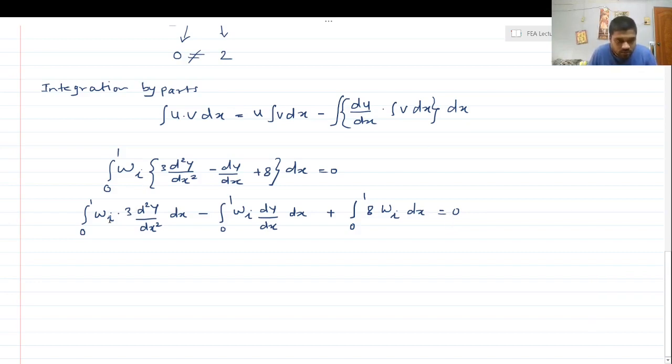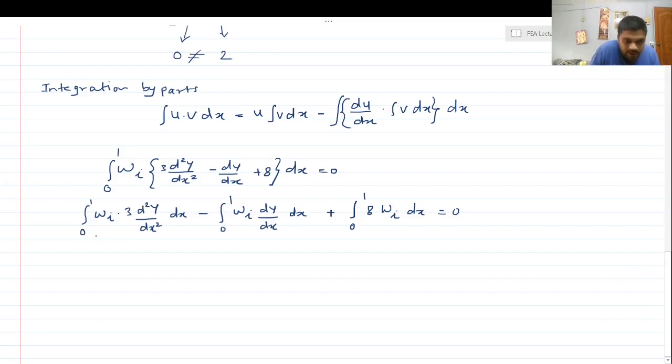Observe these terms. w_i has differential power 0, and this d2y by dx square has differential power of 2, and we are trying to multiply these two inside the integration. So we will try to even this out and have both the differential powers as 1 so that we get a good result in terms of the accuracy of this particular integration. This is acting as a stepping stone towards the finite element method, and such terms are the terms for which we will apply the integration by parts.